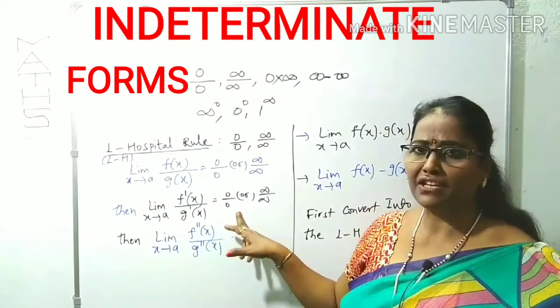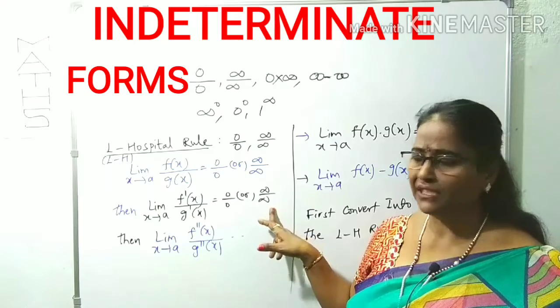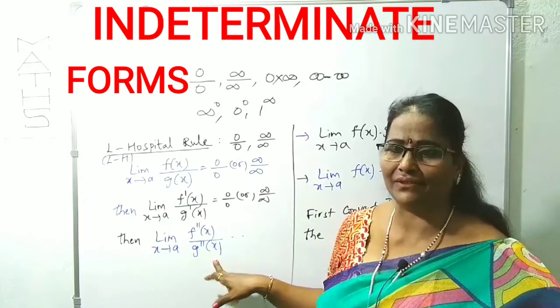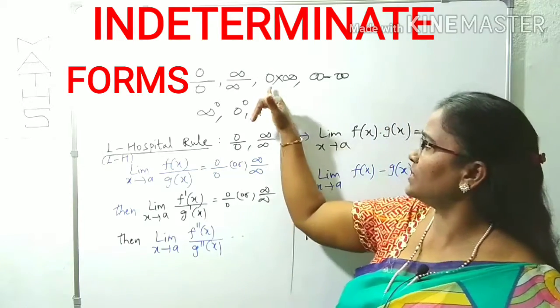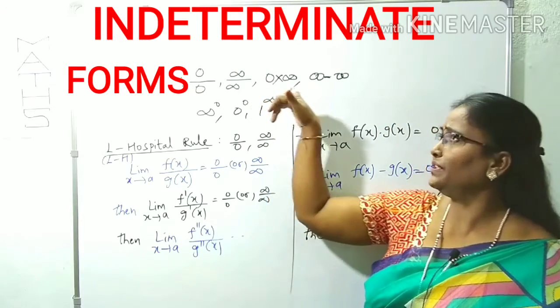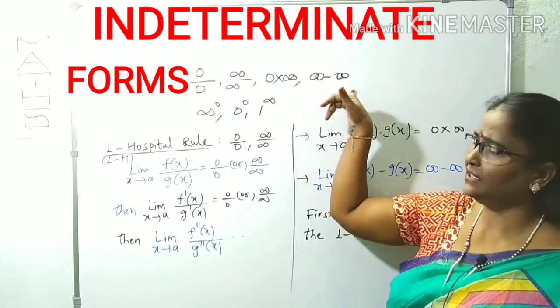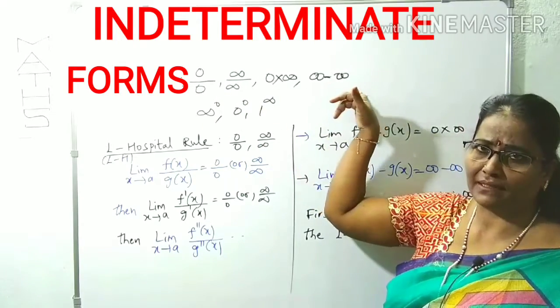If it is in the form of 0 by 0 or infinity by infinity, then we can proceed for the next derivative. That's it. Okay, now come to the next 2 forms. What are the next 2 forms? 0 into infinity, infinity minus infinity. In this video, I am discussing these 4 only, I said already.